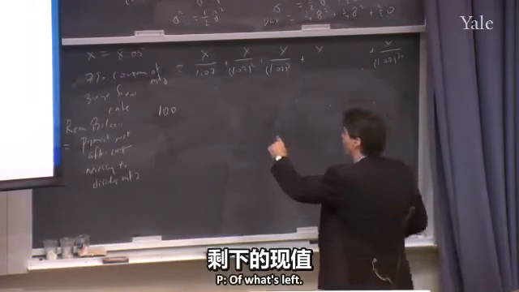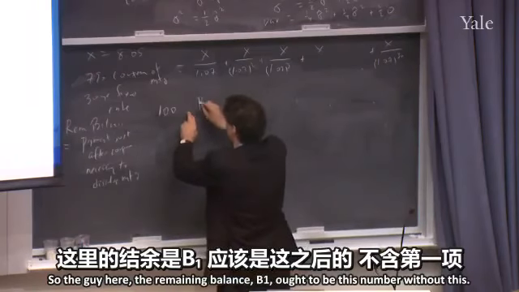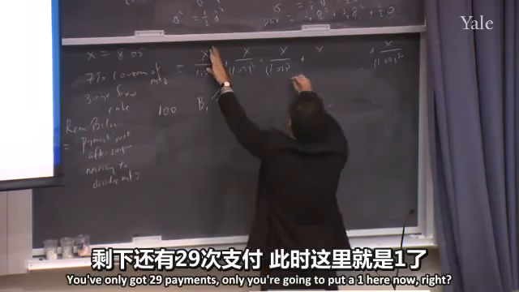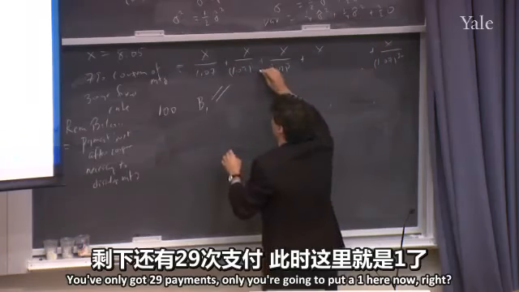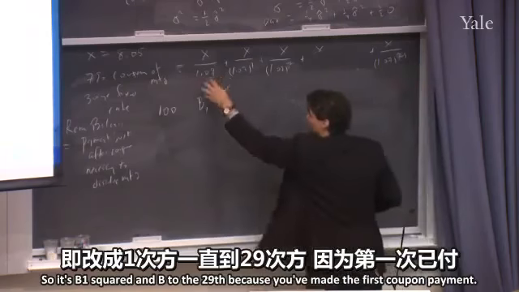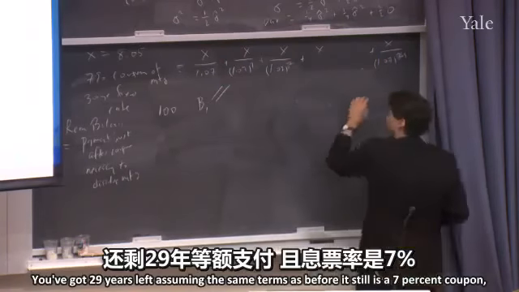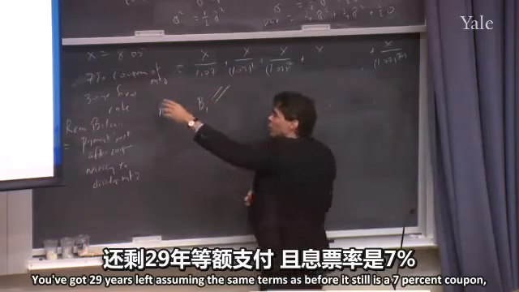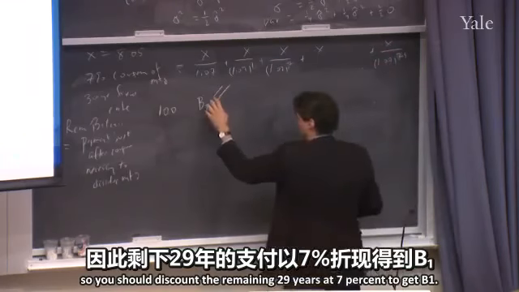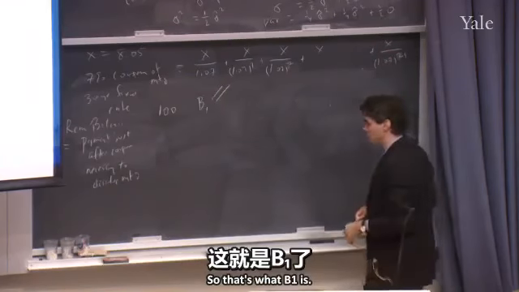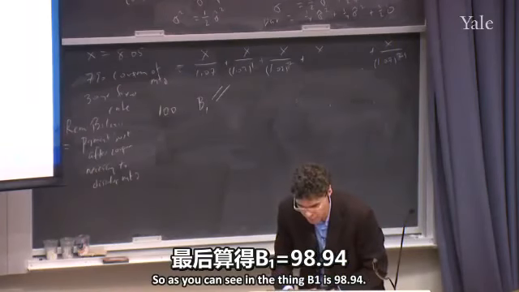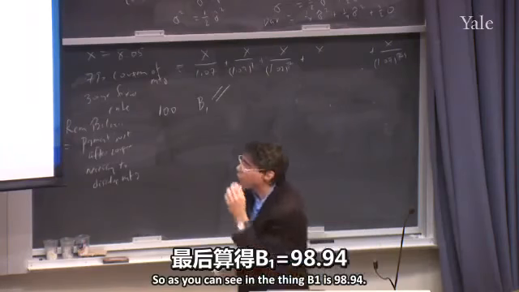The remaining balance, B1, ought to be this number without this first term. You've only got 29 payments now, because you've made the first coupon payment. You've got 29 years left. Assuming the same terms as before, it's still a 7% coupon, so you should discount the remaining 29 years at 7% to get B1. As you can see, B1 is 98.94.